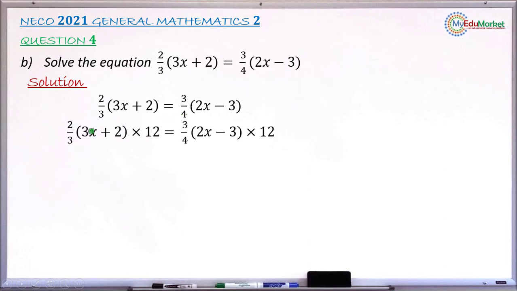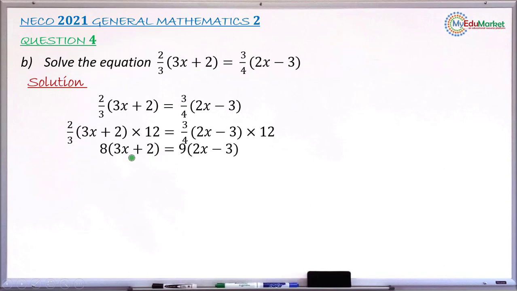So you're now going to have 2 over 3 into 3x plus 2, which I just copied, the left hand side, multiplied by 12, equals 3 over 4 into 2x minus 3, which is my right hand side, which I just copied. That right hand side is also multiplied by 12. So you can see 3, this denominator, into 12 will now be 4. 4 times this 2 will give answer 8. So you now have 8 into 3x plus 2 by the left. The 4 here at the denominator, use it to divide 12. That will give answer 3. 3 times this 3, that will give answer 9. So you now have 9 times the bracket, which is 2x minus 3. This is my right hand side.